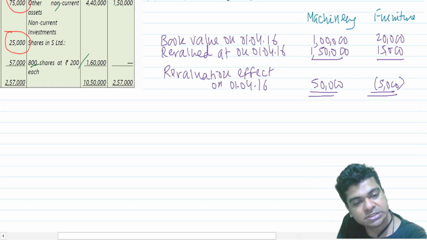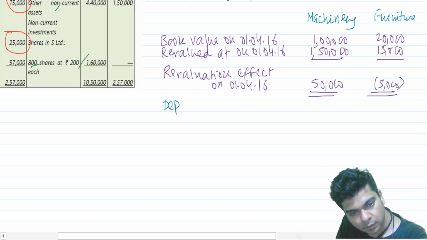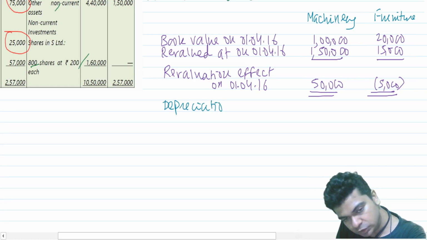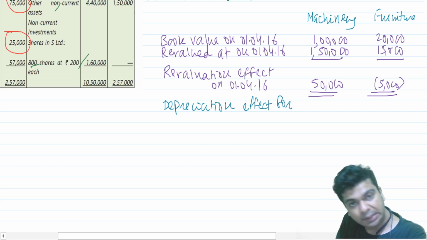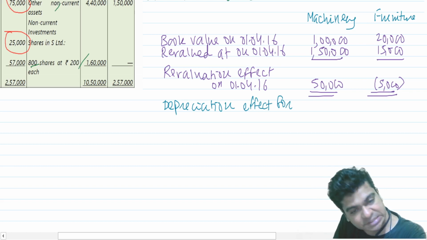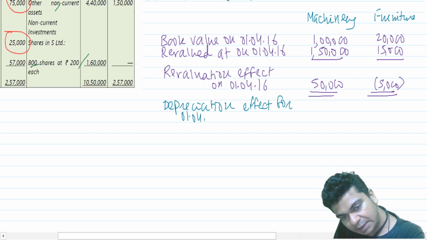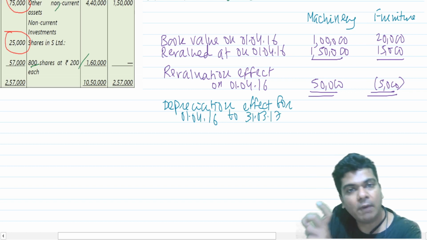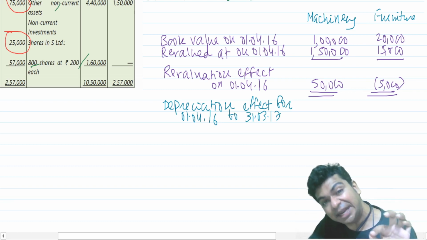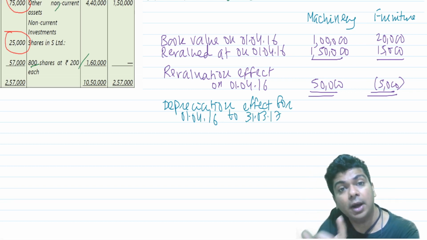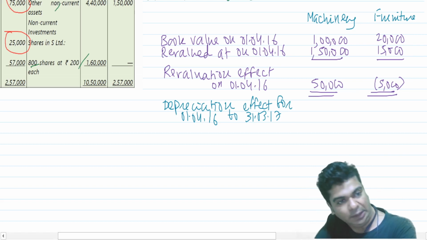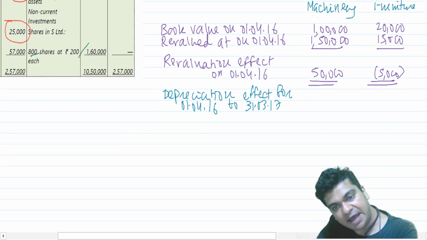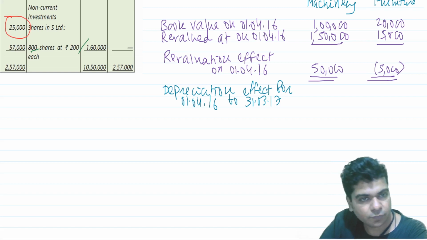We say now next, depreciation effect. You are doing revaluation on 1st April 16. So depreciation is for 1st April 16 to 31st March 17, right? So we will provide depreciation not on a date. We provide depreciation for a period. So we say depreciation effect.